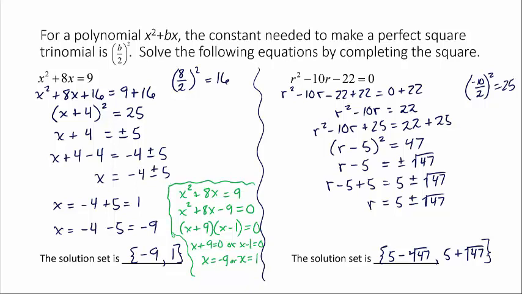Okay. And those are exact solutions, right? Certainly you could take them into your calculator or Desmos and find an approximate solution. But we're going to list our solutions in exact form.